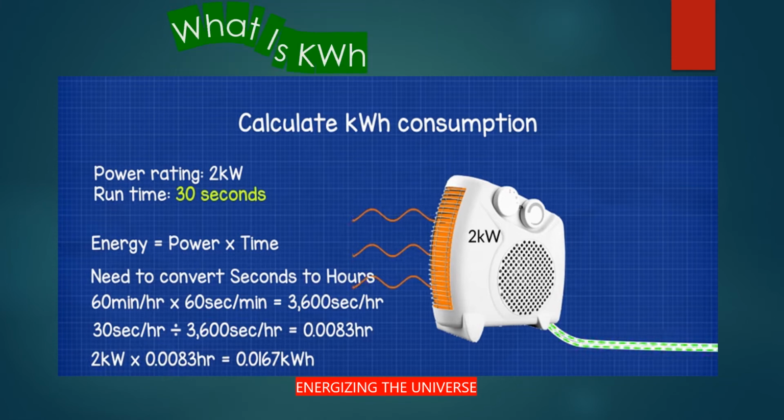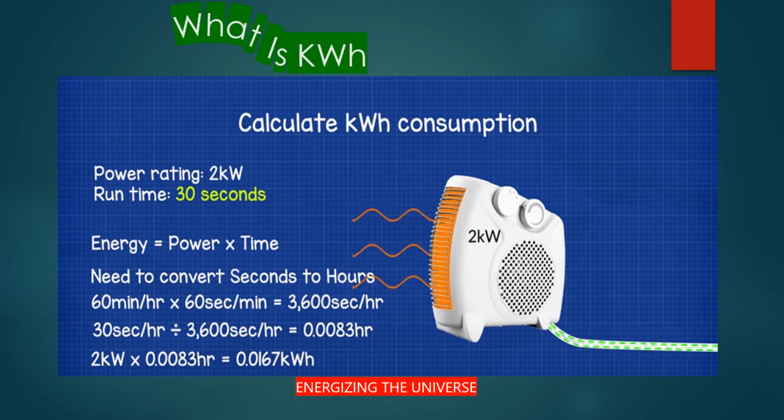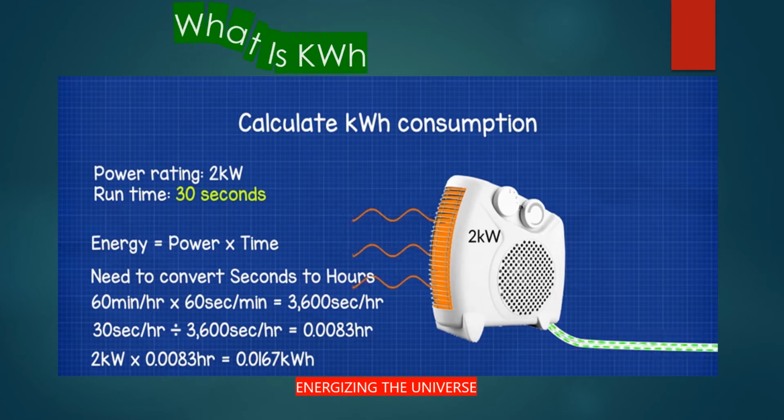It will give us 0.0083 hours, isn't it? Yes, when you calculate 30 seconds divided by 3,600 seconds per hour, it is equal to 0.0083 hours. So it means it will be running for 0.0083 hours. So multiplying 2 kilowatts by 0.0083 hours, it's equal to 0.00167 kilowatt hour.